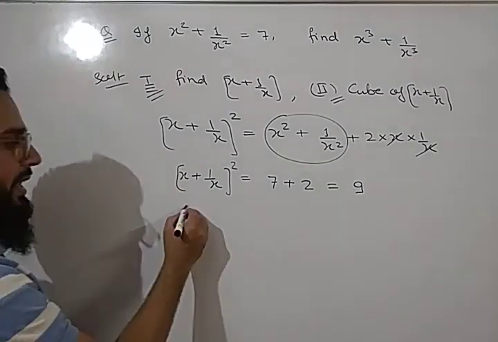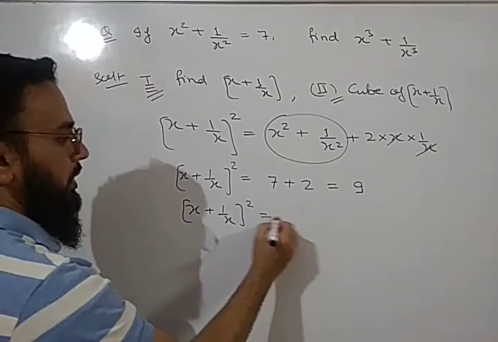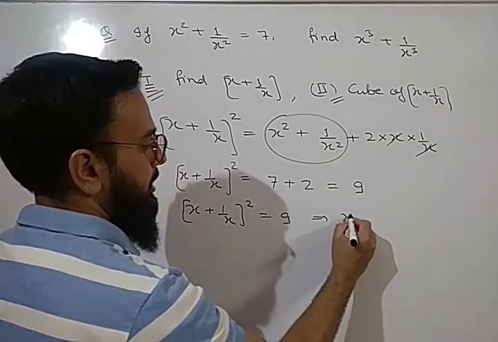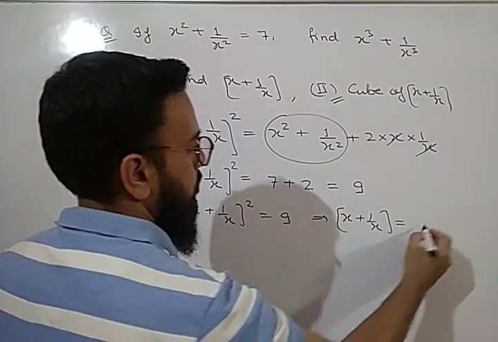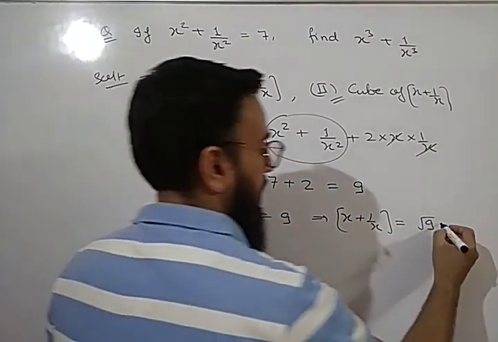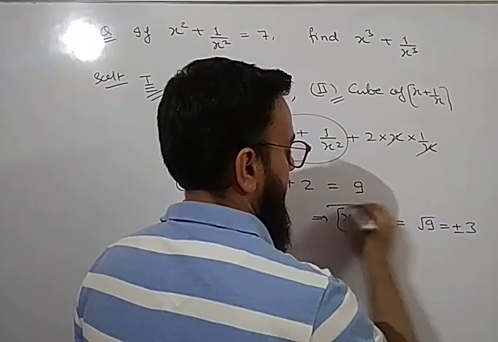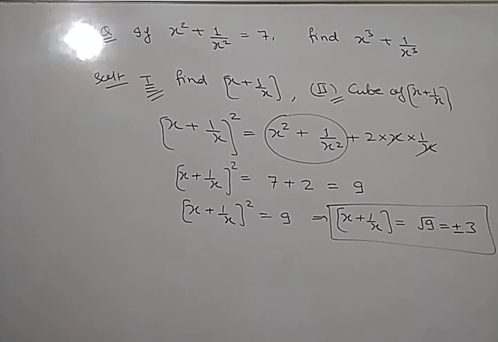Now the value of (x + 1/x) whole square is equal to 9. So what will be the value of x + 1/x? It will be equal to the square root of 9. And what will be the square root of 9? It will be plus minus 3. There will be two values, plus 3 and minus 3. So you will write both the values, plus 3 and minus 3.